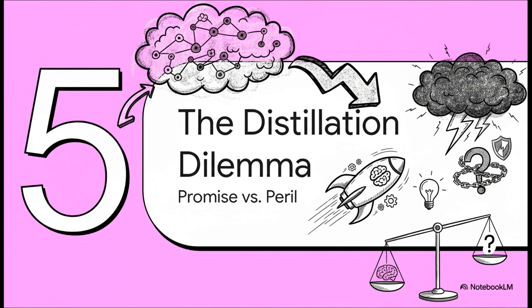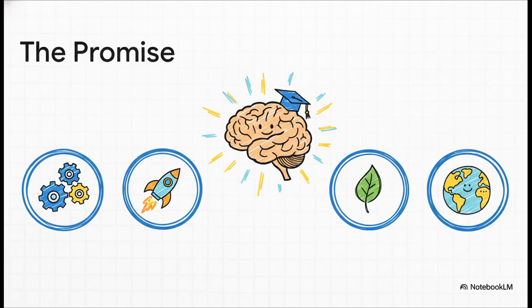Okay, so we've seen just how powerful and amazing distillation can be. It lets us create small, fast, super intelligent AI. But this whole process isn't perfect. There are risks, and that brings us to what you might call the Distillation Dilemma. Let's just recap the promise here. You get powerful models that can actually reason, they're efficient, they're fast, and they make AI way more accessible for everyone. I mean, on paper, it sounds like the perfect solution, doesn't it?